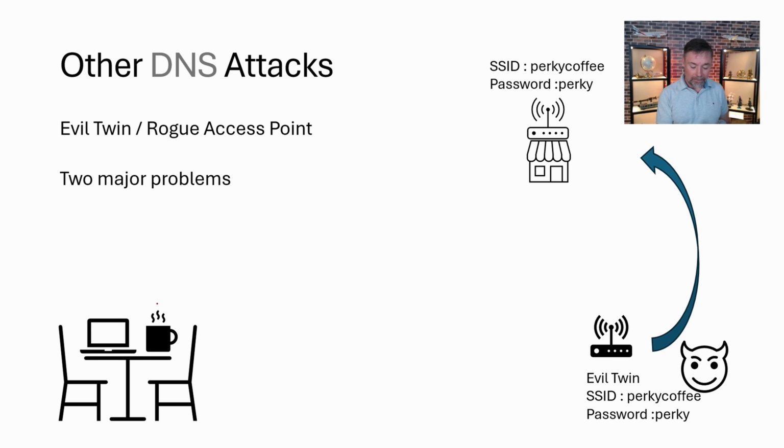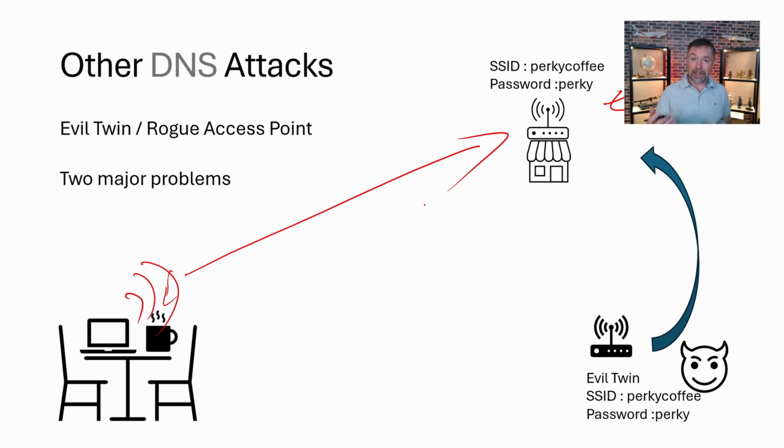We have our friend having a cup of coffee at the coffee shop, Perky Coffee, and the password to the network is Perky. Excellent. They have their network. They have a laptop, they connect to the network, they're good to go. They're going out to the internet, life is good.